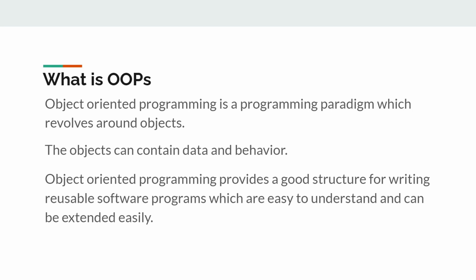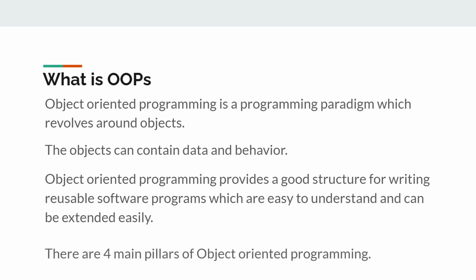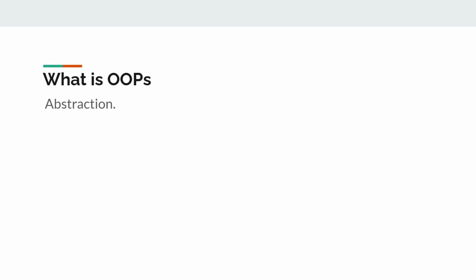And as I was mentioning, it is not just the object which is the main constituent of object-oriented programming. There are four main pillars of object-oriented programming, and those are abstraction, encapsulation, inheritance, and polymorphism. In today's video, I'm going to talk only about abstraction, and in subsequent videos, I'll cover the rest of the topics.